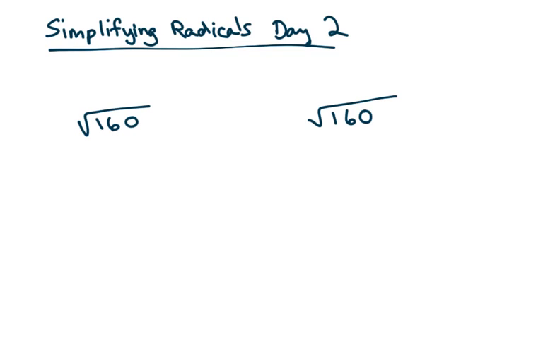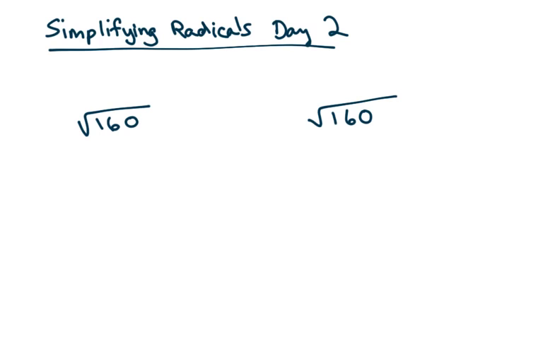Hello everybody. Today we're going to continue talking about simplifying radicals, or simplifying square roots. And I'm going to show you a different strategy. You don't have to use it, but some students in the past have liked it. So I'll show you the new one and review the old strategy. And we'll also talk about multiplying and dividing radicals.